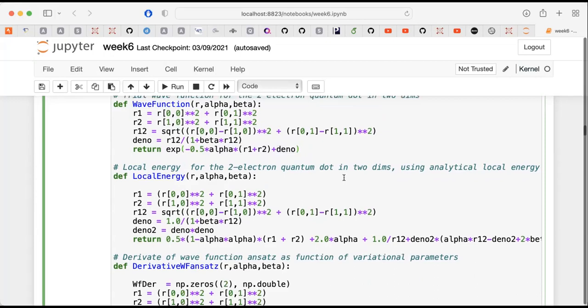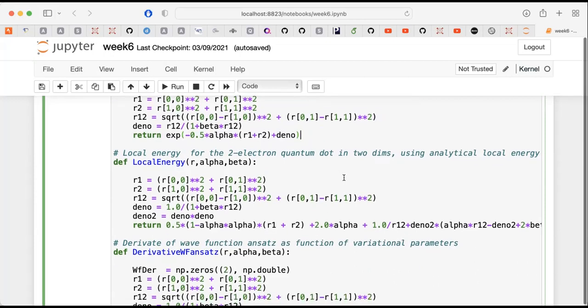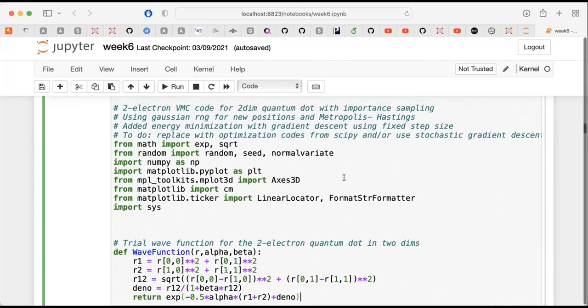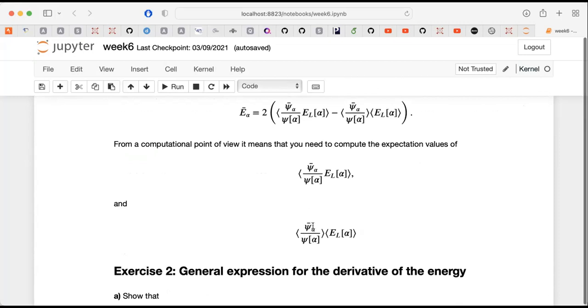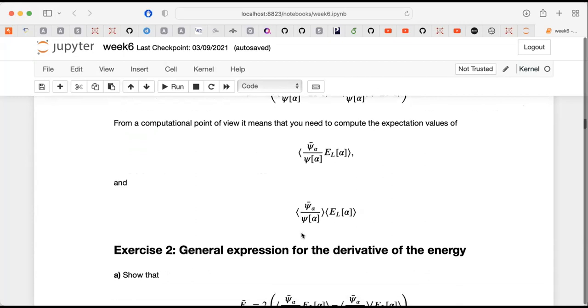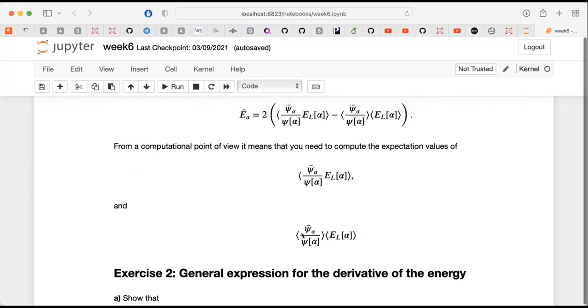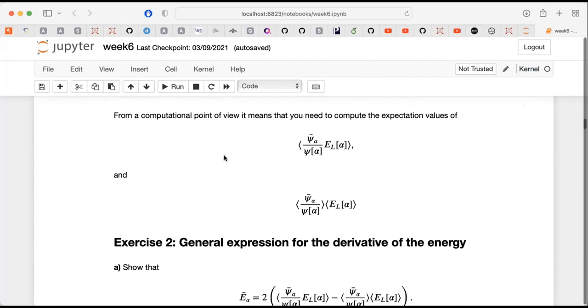And then the local energy has an analytic expression, which I've coded here. Now, the next thing which we need, and when you go back to the expressions which have to be coded, so if you go up a little bit, if you look at these expressions here, if you're programming with Python, you could use automatic differentiation and calculate the derivative of the expected value of the local energy.